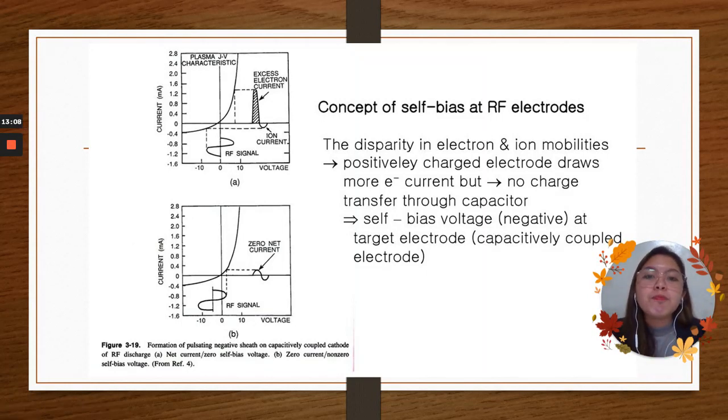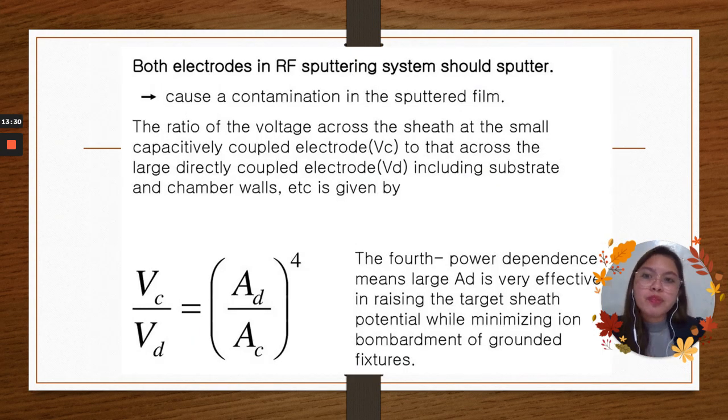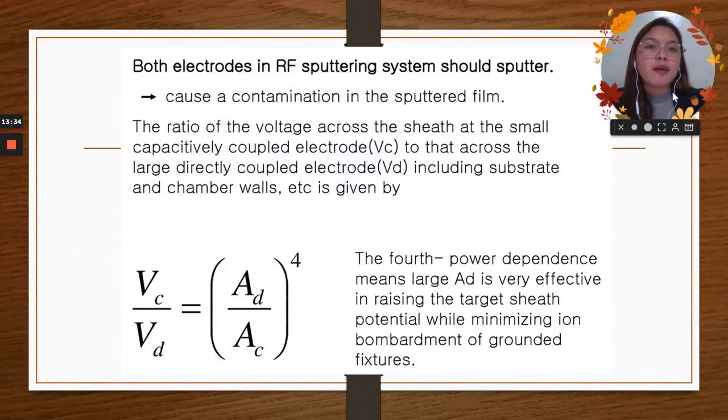Due to the disparity in electron and ion mobilities, the positively charged electrode draws more electron current, but no charge is transferred through the capacitor. This self-bias voltage is negative at the target electrode, the capacitively coupled electrode. So both electrodes in a radio frequency sputtering system could sputter. This causes contamination in the sputtering field.